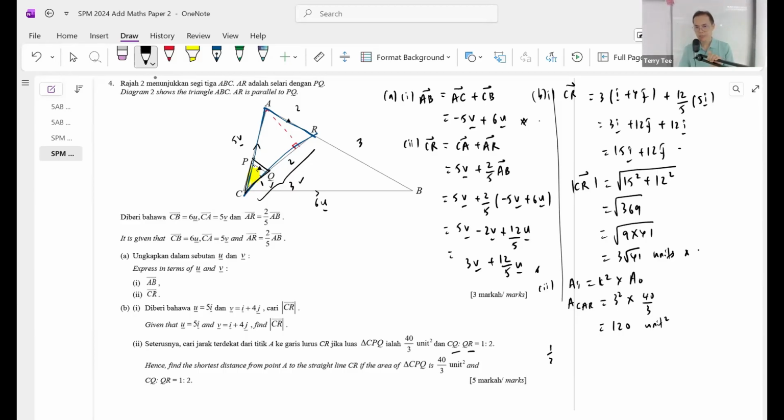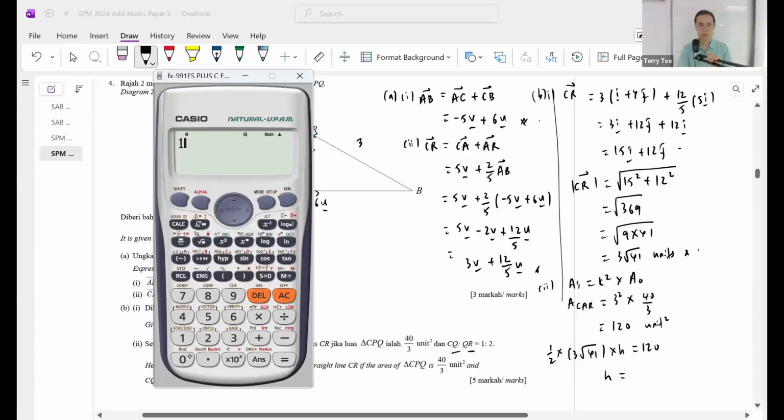Then we take half times base. Your base will be the magnitude of CR. What's the magnitude of CR? Root 41. What is your height? Height is the shortest distance from the point A to line CR. I'm just going to call it H. The result is 120. So what's your H? Use your calculator: 120 times 2 divided by 3 divided by root 41.